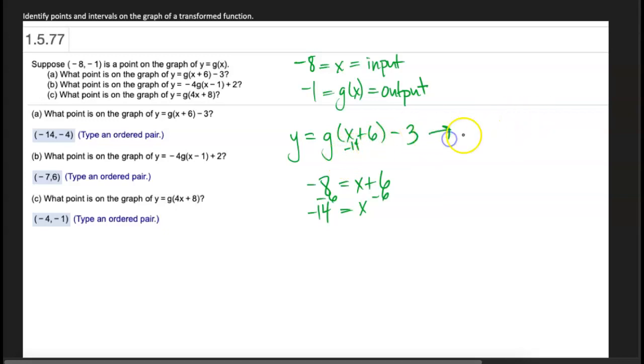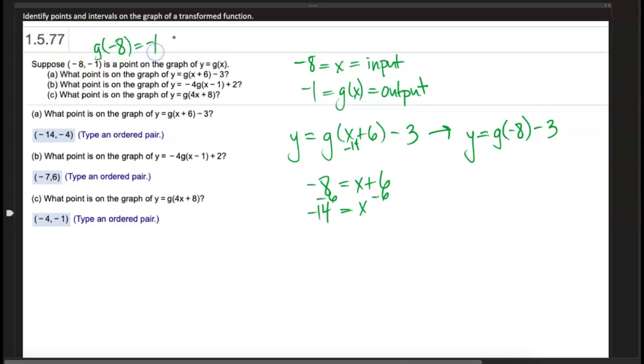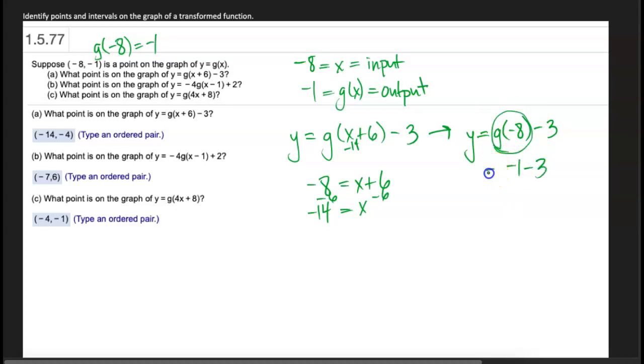So now I can rewrite this entire equation as g of -8 minus 3. So I'm going to take this a step further. And I know that g of -8 equals -1. That's what this point here is telling me. g of -8 equals -1. So this time I'm going to make a substitution. This expression equals -1. So y on the transform graph will end up at -4. So I end up with the point -8, -1, transformed to the point -14, -4.